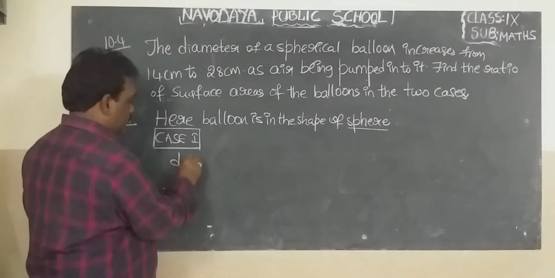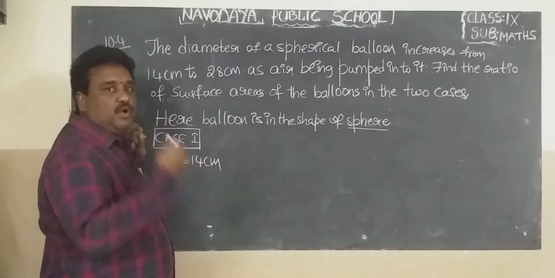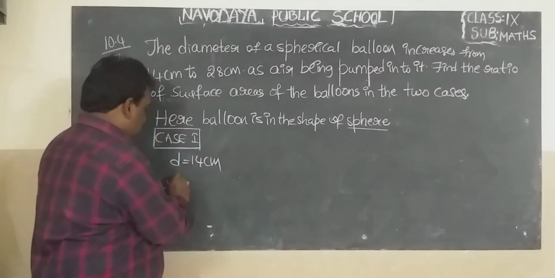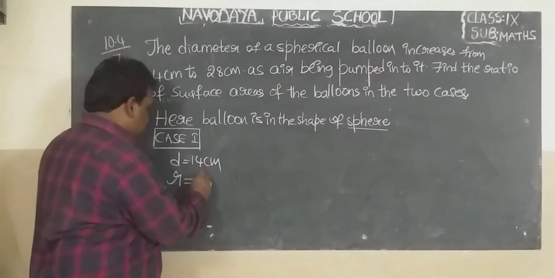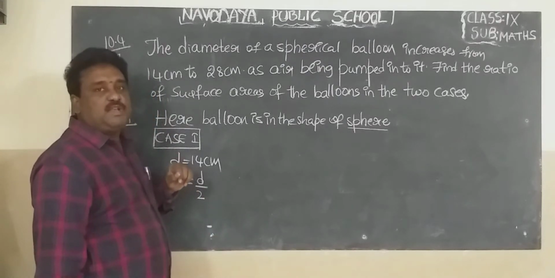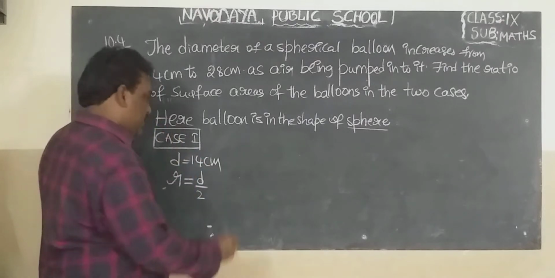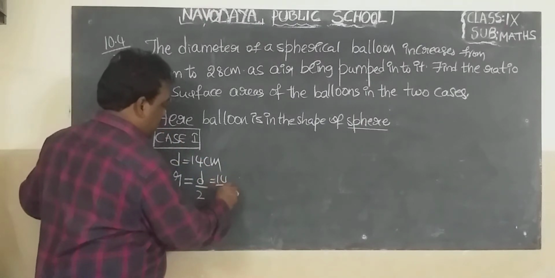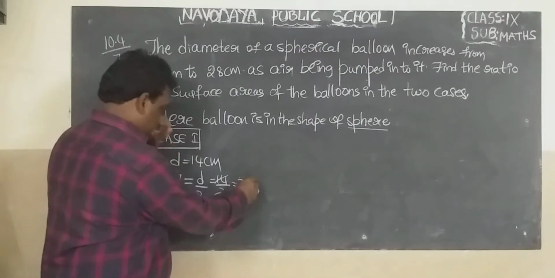Diameter 14 centimeters. What is the relation between radius and diameter? Radius equals diameter by 2. So 14 by 2, cancellation, 7 centimeters.